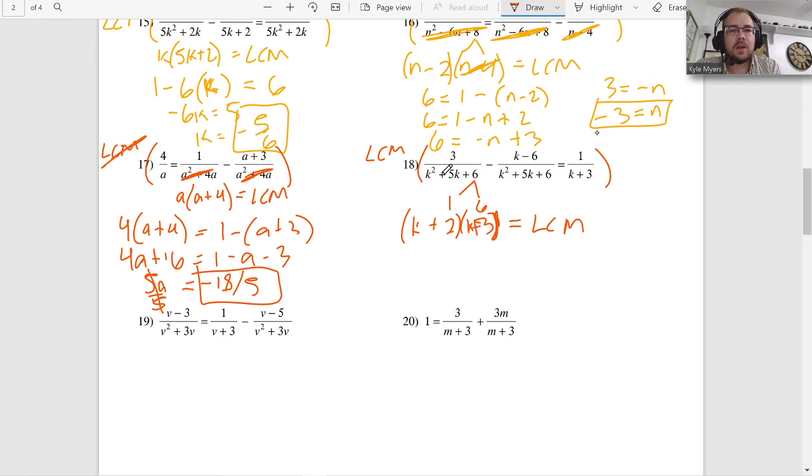So that's the LCM. So these guys cancel completely. 3 minus the quantity k minus 6 equals 1. The k plus 3's cancel, and I have k plus 2. Not really anything to distribute there, but I figured I'd just show you what that looks like, because you usually always have something to distribute, unless it's a 1 or there's a negative.